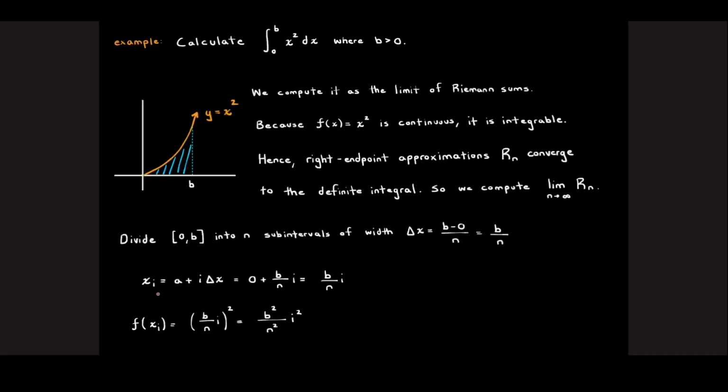Now we compute the expression that represents each right endpoint. To do that, we start at a, which happens to be 0. Then we add multiples of the width, delta x, and we get this expression, b over n times i. And the last ingredient that we need to compute the right endpoint approximation is to find the value of the function at these right endpoints. So for that reason, we're just going to take this and plug it into the function, which is f of x equals x squared. So when we square this right endpoint expression, we get b squared over n squared times i squared.